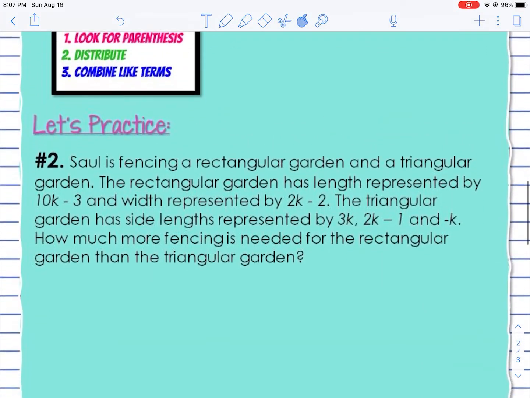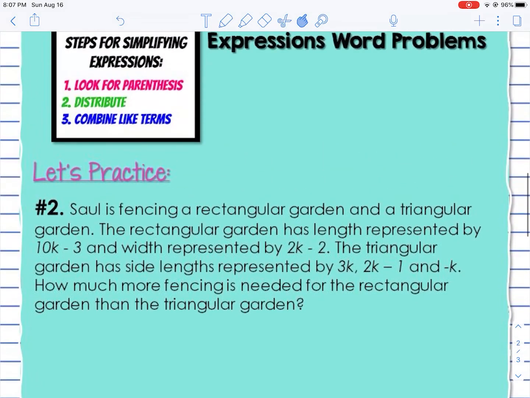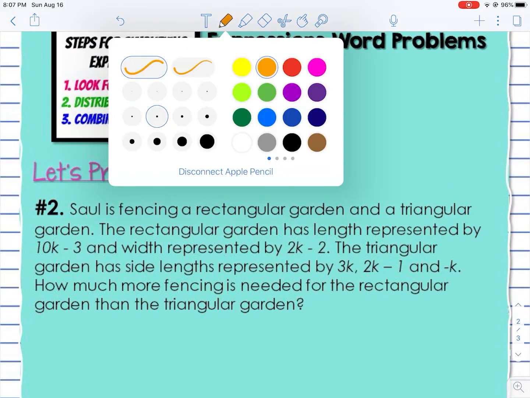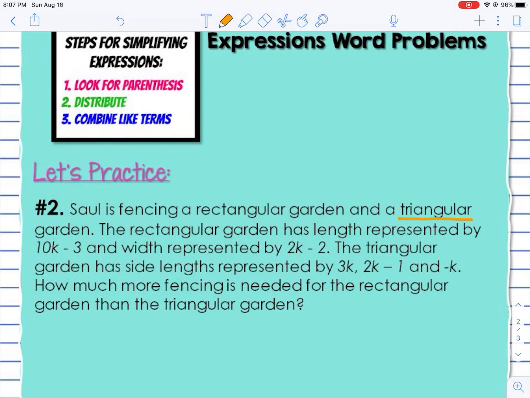Okay, well, let's look at another problem then together. Saul is fencing a rectangular garden and a triangular garden. Okay, so I'm seeing we have a triangular garden, and let me get another color here. We also have a rectangular one. Okay, so I'm already seeing 2 shapes. The rectangular garden has length represented by 10k minus 3 and a width represented by 2k minus 2.